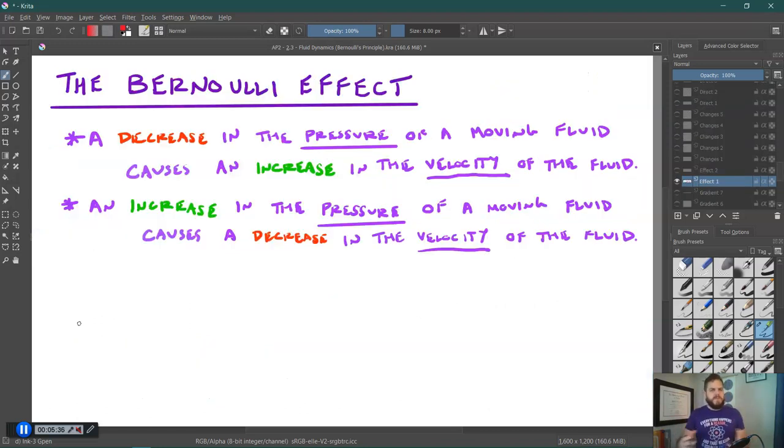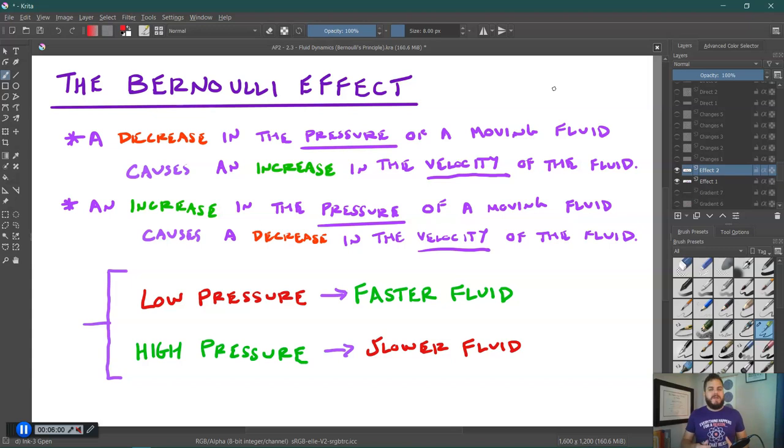Now this was formalized by a Swiss mathematician and physicist named Daniel Bernoulli, and therefore we give it the term the Bernoulli effect. That a decrease in the pressure of a moving fluid causes an increase of the velocity of the fluid, and that an increase in the pressure of a moving fluid causes a decrease in the velocity of the fluid. Or if we want to simplify it even more, we can say when we have lower pressure, the fluid is moving faster, and when we have higher pressure, the fluid is moving slower.